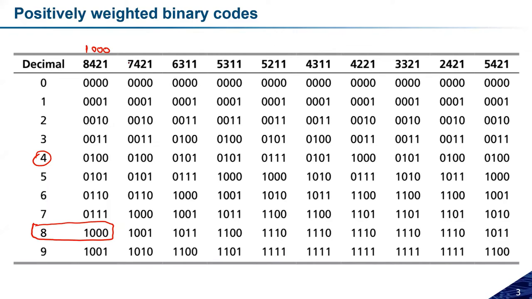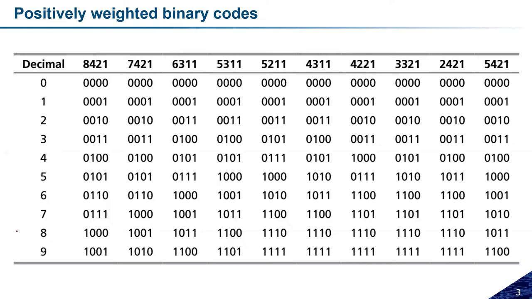But if I have a code like 7421, then I have to activate two digits, this digit and this digit, so that I can get the equivalent 8. So based on the different codes, we can get the values. This is what the positively weighted codes are. These are the different positively weighted codes.